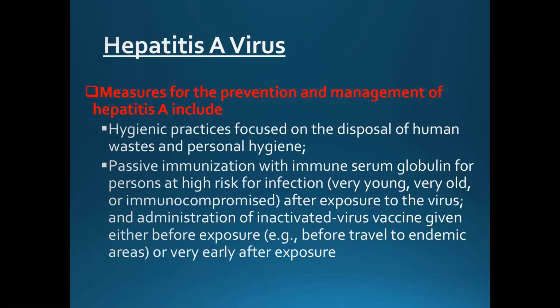In terms of immunization that could be taken, immune serum globulin could be given to persons at high risk for infection, the very young, the very old, or the immunocompromised, after exposure to the virus. There is an inactivated virus vaccine that is not given to everybody, but given, for example, before exposure to people who are traveling to endemic areas, or very early after exposure.